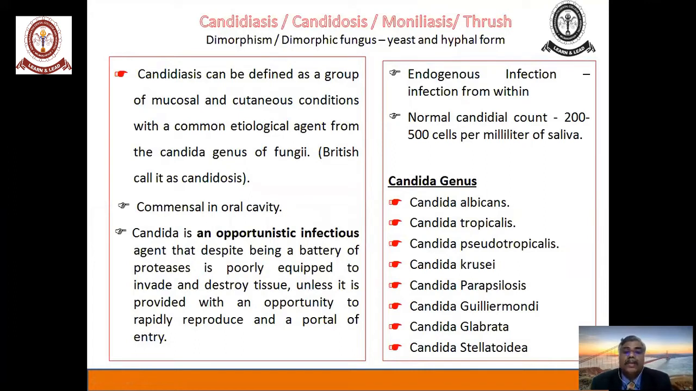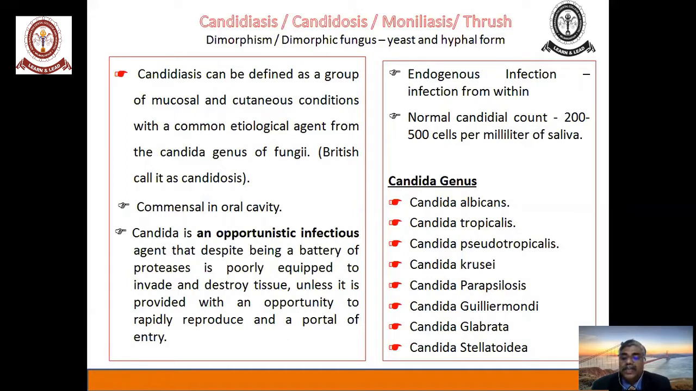The most common fungal infection that occurs in the oral cavity is candidiasis. It is also called candidosis, moniliasis, and popularly known as oral thrush. This infection is caused by Candida, which is a dimorphic fungus. That means it occurs in both yeast and hyphal form. Candidiasis is a mucosal and cutaneous condition caused by a common etiological agent from the Candida genus of fungi.